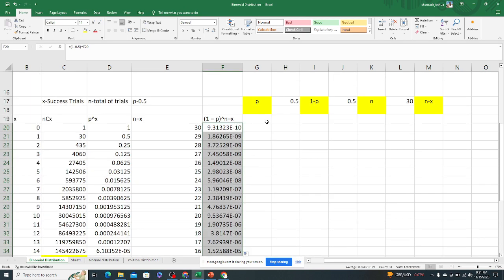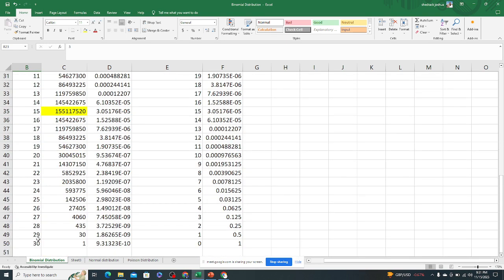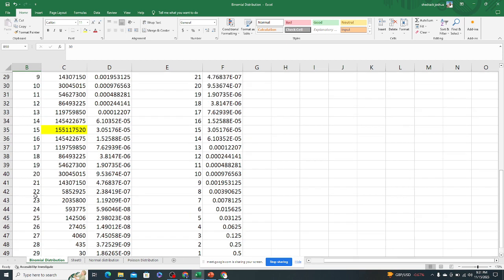Okay, now we need the probabilities. That is the probability of what? Of x. So it will be the probability that we will have 0 successful outcomes, that is, we won't have any bulb lighting, the probability of having one bulb lighting, the probability of having two bulbs lighting, three bulbs lighting, up to the probability of having all those 30 bulbs lighting.